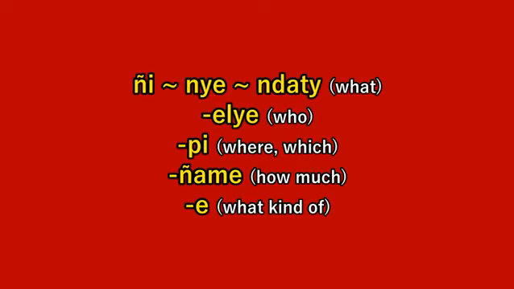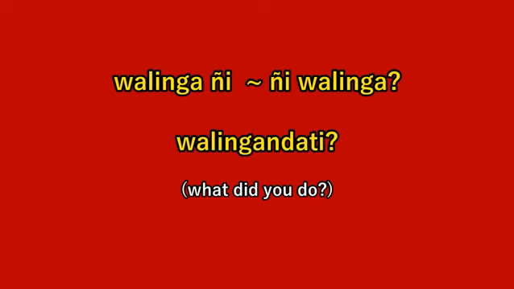The question words are ni, nye, ndati, ndeti, for what? Elie, for who? Pi means where. Nyame means how much or how many. And e means what kind of. And in the case of pi, pi is actually a suffix to the verb usually, much like in Zulu. Walinga ni. Ni walinga. What did you do? So it's not mandatory to put the question word in the beginning of the sentence. Walinga ndati. What did you do?